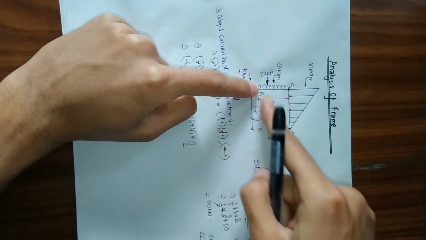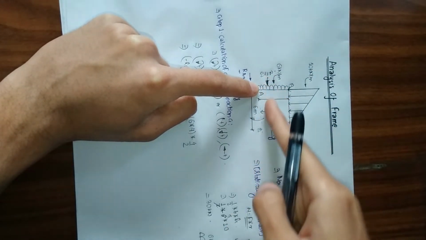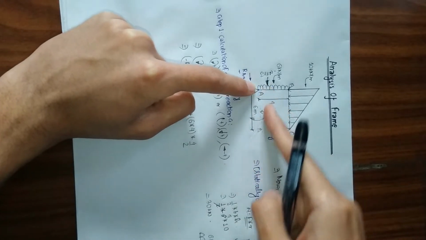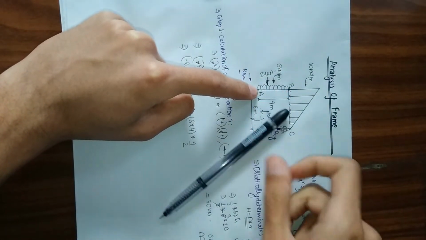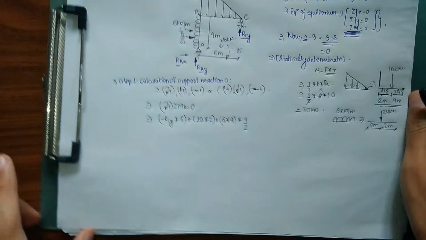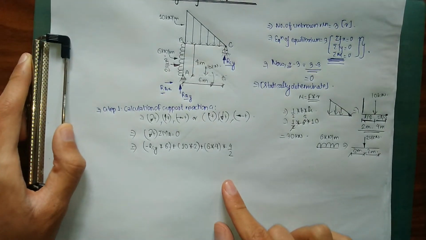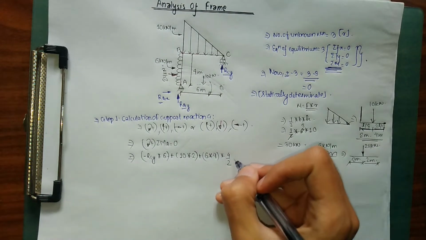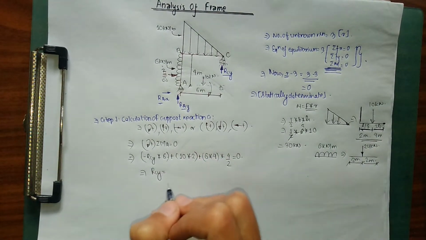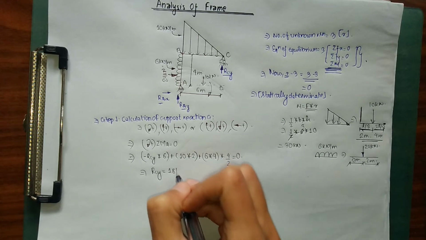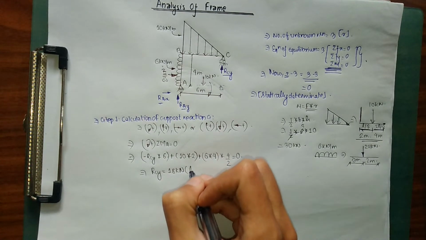As you can see here, this force is pushing our beam downward, and it's producing a moment about point A. Point A is fixed, and the 24 kilonewton is pushing our beam downward, which is our clockwise moment, so it's going to be positive. Plus 6 into 4 into 4 by 2 equals 0. On solving this, we get our value of RCY simply as 18 kilonewton. This is positive, which means upward.